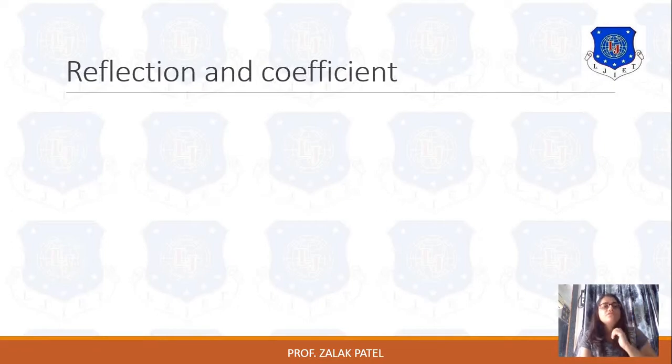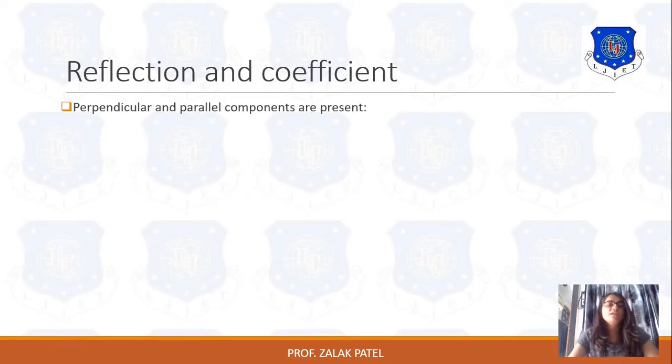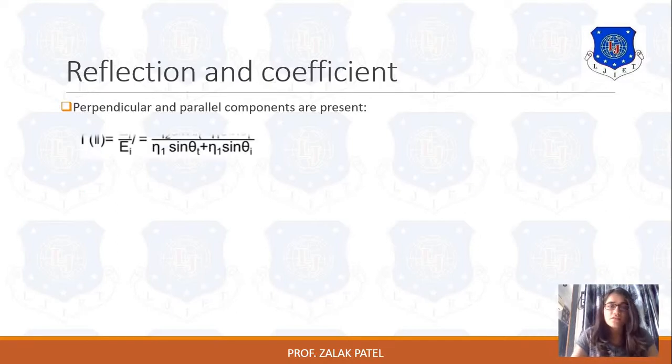Next is reflection and its coefficient. Obviously there will be a reflection coefficient denoted by R, and there are two types of components for reflection: the perpendicular component and the parallel component. First of all, we consider the parallel component. It is given by ER upon EI, where ER is the field strength of the reflected wave and EI is the field strength of the incident ray.